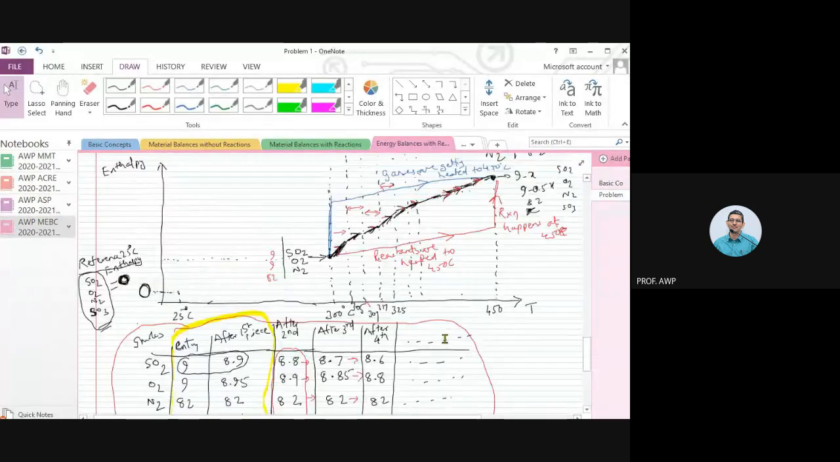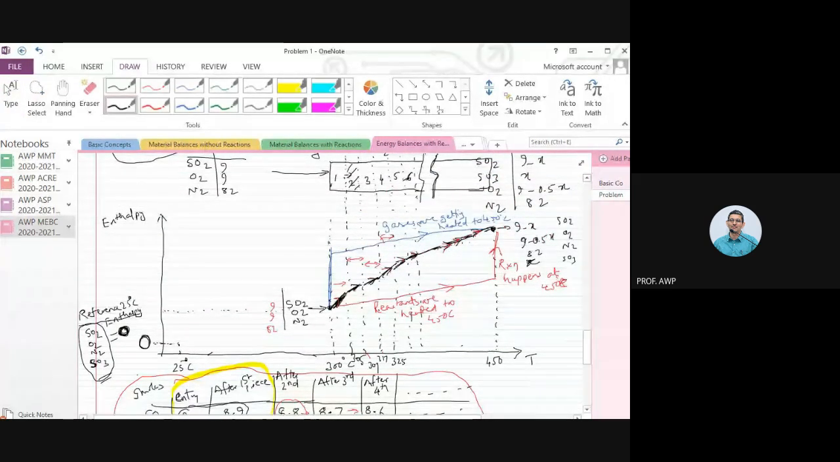Instead of this black path, going from reactant to product slowly, can we go from reactants to products by this blue path and heat up all the products from 300 to 450, or go by the red path, heat up all the reactants from 300 to 450 and do the reaction at 450?